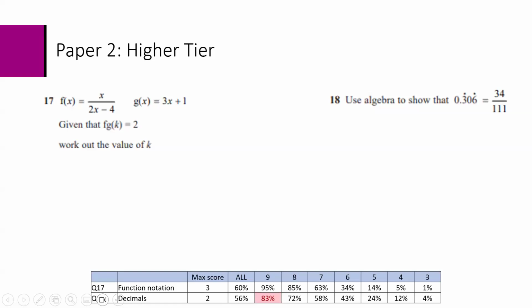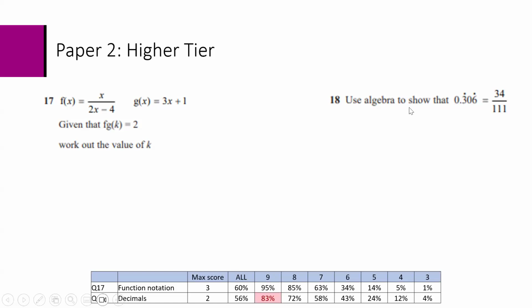But on the decimals, in terms of converting a recurring decimal notation to a fraction, students only scored on average 56% of the marks. And it was in one of the bottom 10 performing questions for your grade 9 students. Perhaps we've just neglected this one. We assume that they know it.